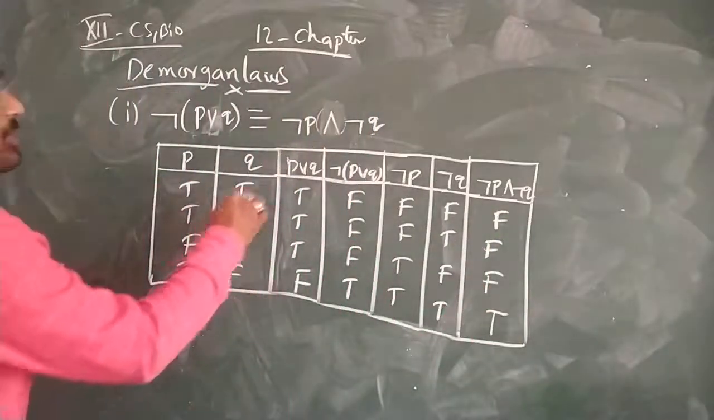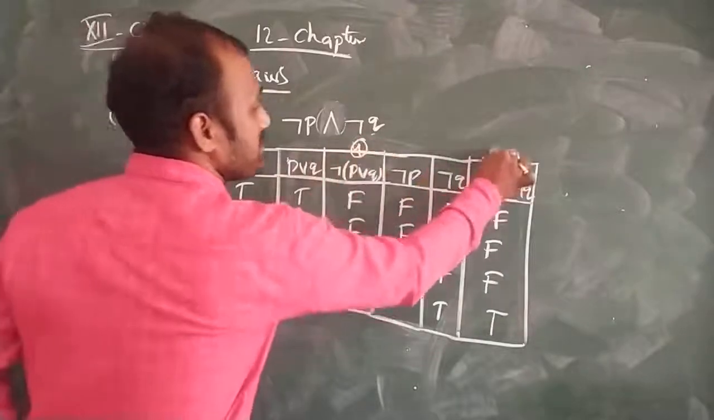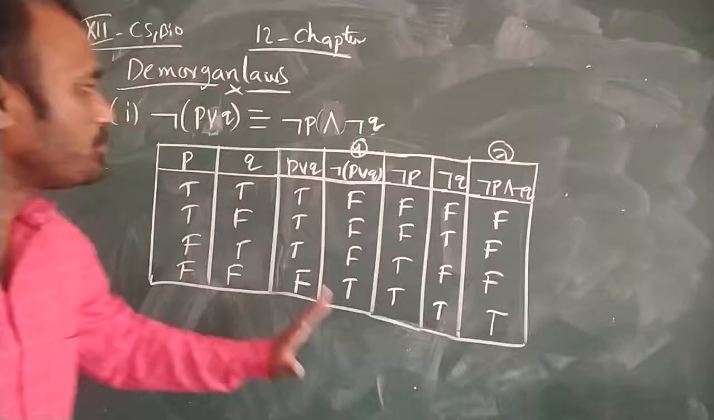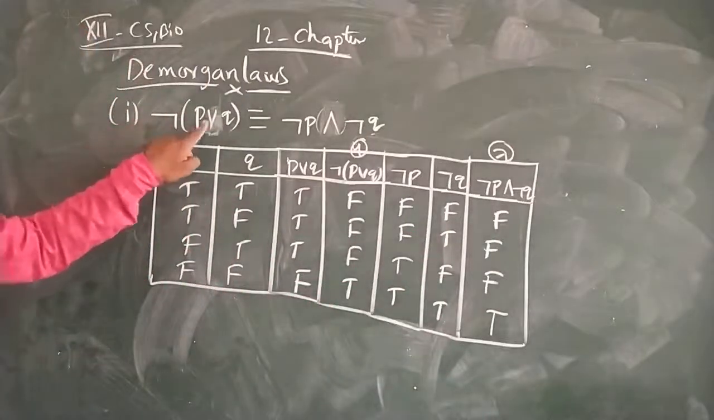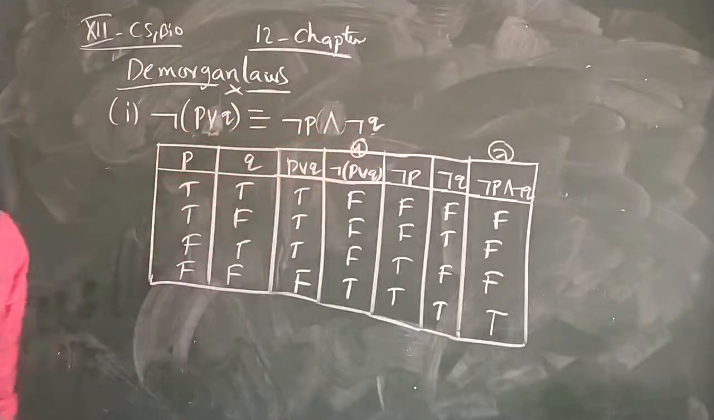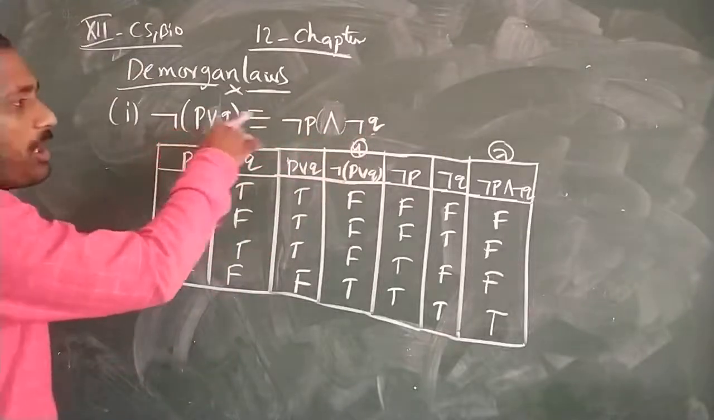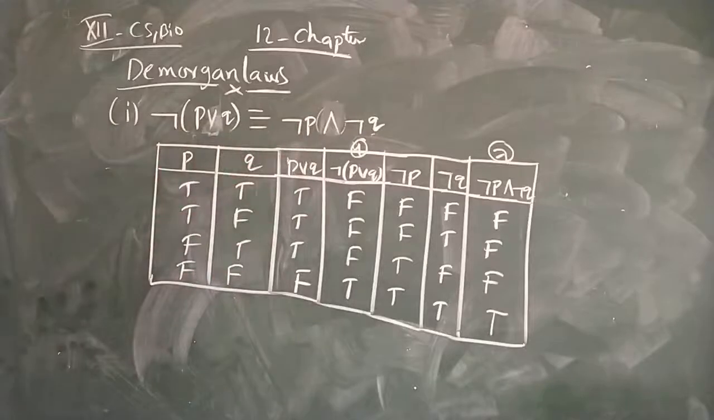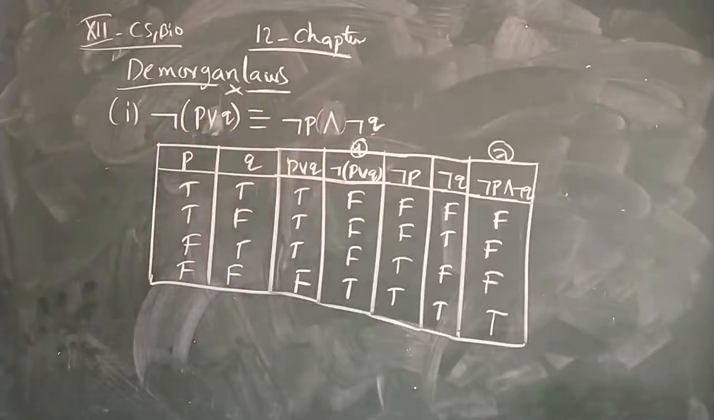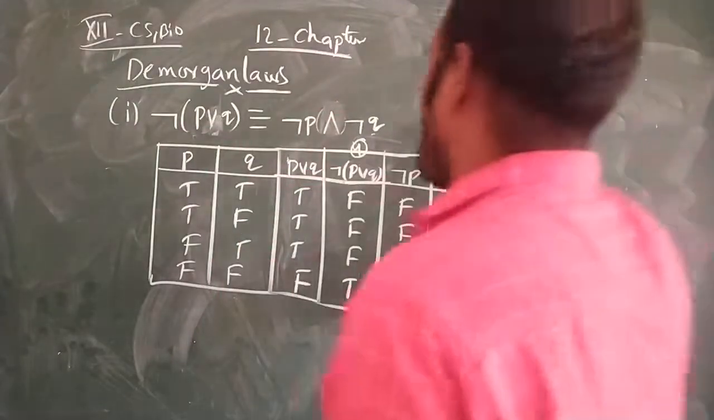So if you observe here 4th column and 7th column, we are getting the same truth values, so we can say that negation of P or Q is equivalent to negation P and negation Q. So this symbol stands for OR, this symbol stands for AND. We can call it disjunction and this is conjunction. Okay, these are about De Morgan's law. Next, let us discuss another law. So let us see the absorption law next.